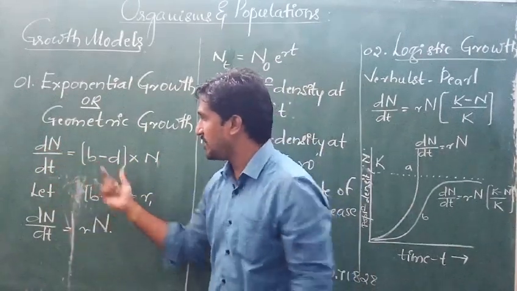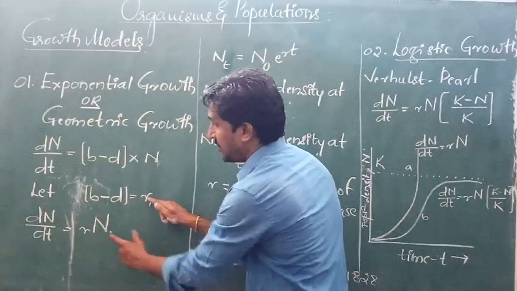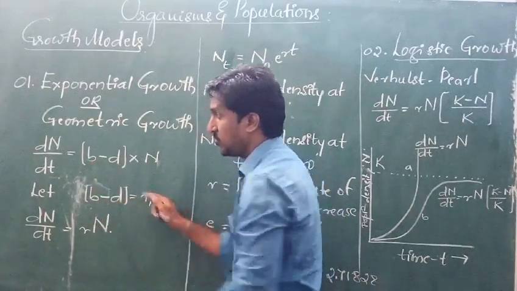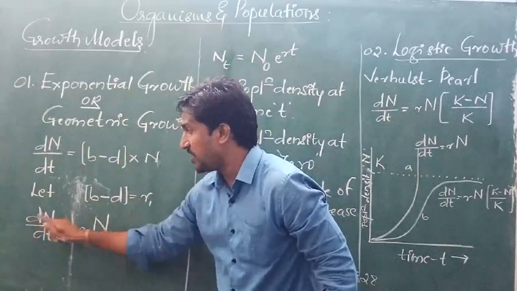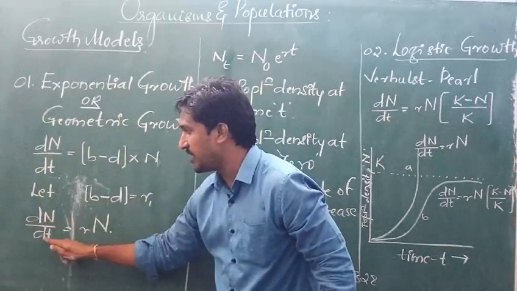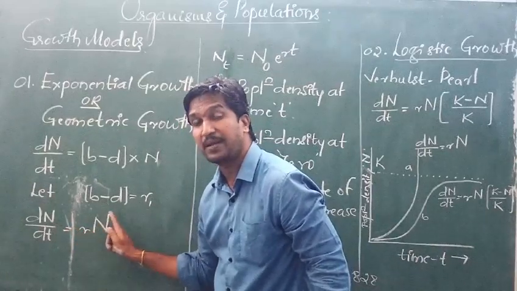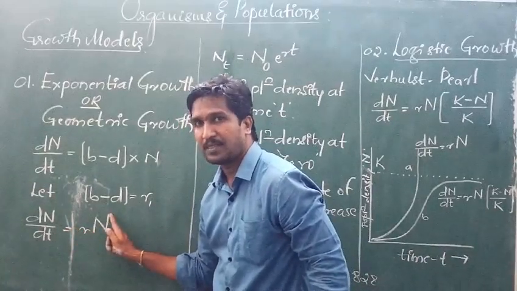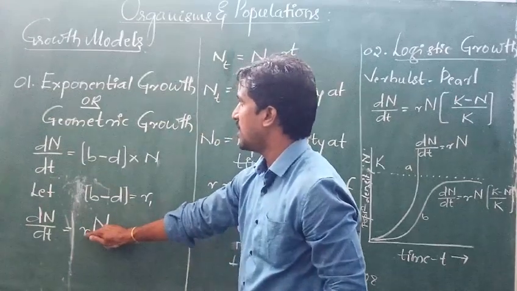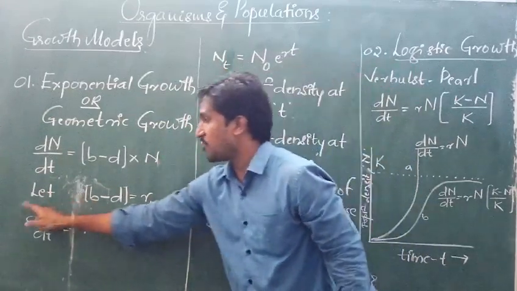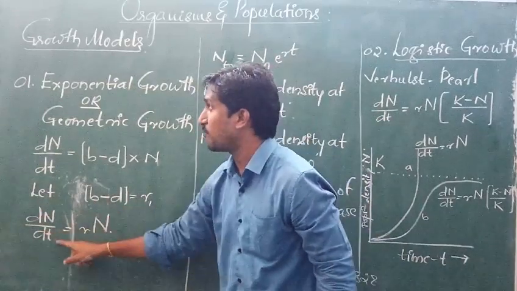Let b minus d be small r. So according to that, dN/dt = rN. Here small r is, as you have written, an important formula. This is the formula for the exponential growth curve.